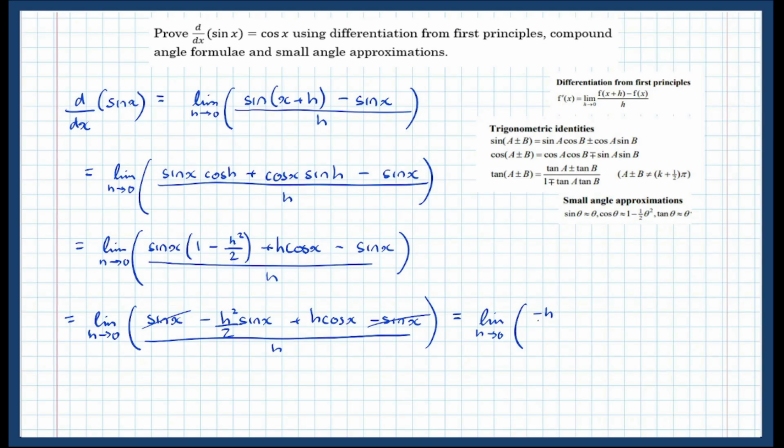Equals minus h over 2 sine x plus cos x, and we know that h is approaching 0, so this term here is going to approach 0, leaving just cos x as we were required to do. So there we've done it. We've differentiated sine x from first principles to get cos x. So exercises on the sheet will ask you to differentiate cos x as well.